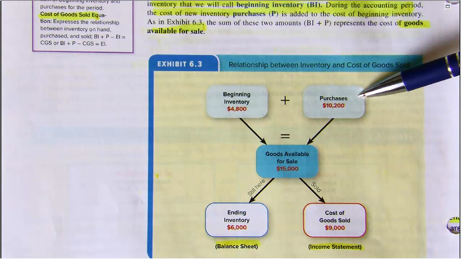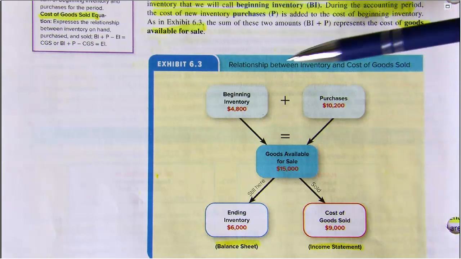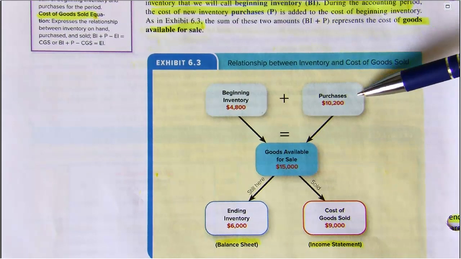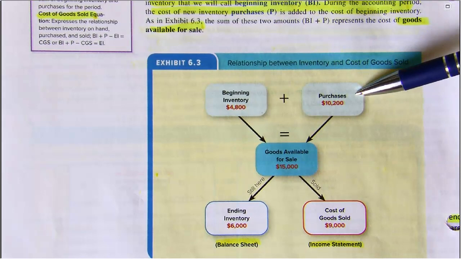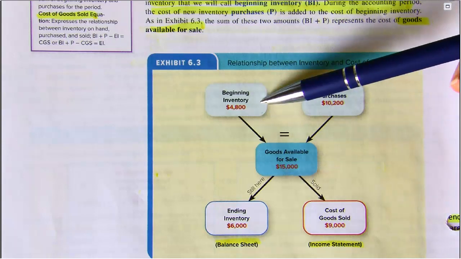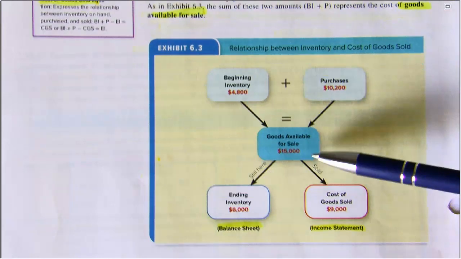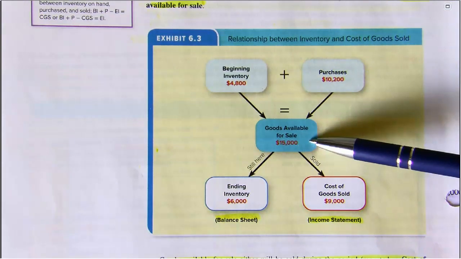Purchases are what we buy in this period. So if we take our beginning inventory of $4,800 plus what we bought in order to sell to customers as inventory this period, $10,200, 4,800 plus 10,200 gives us the cost of everything we could sell this period. We call that the goods available for sale, 15,000.